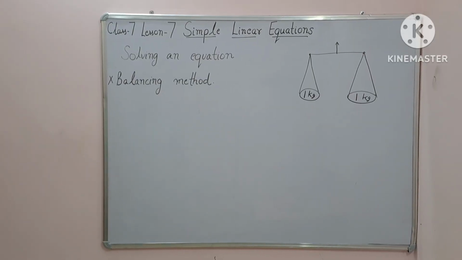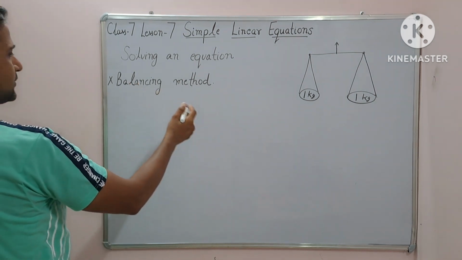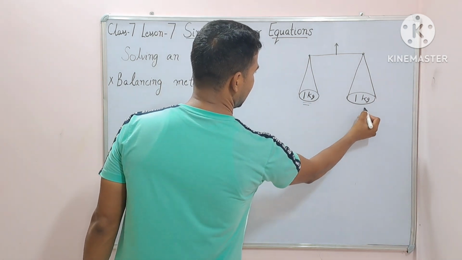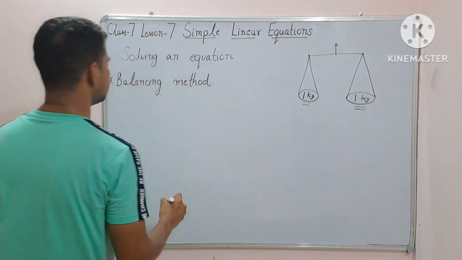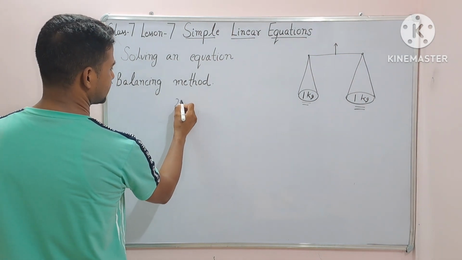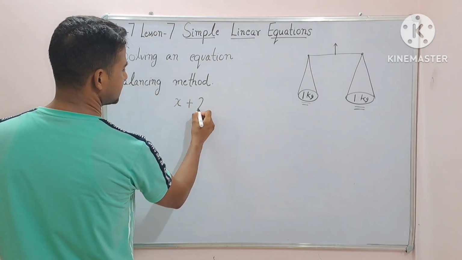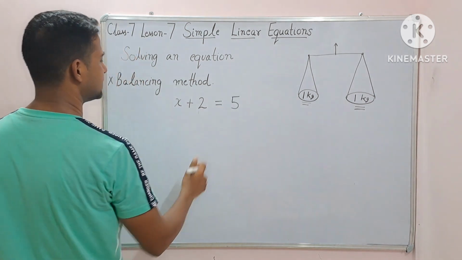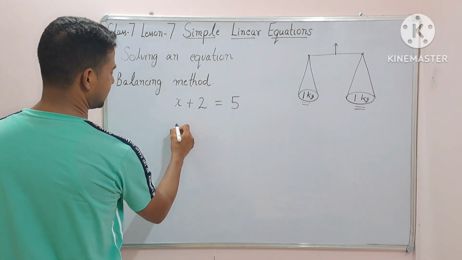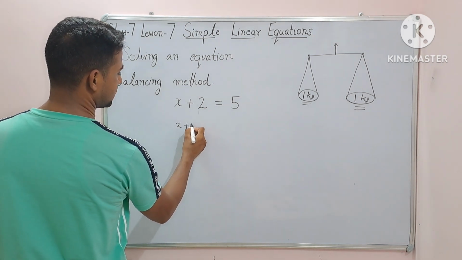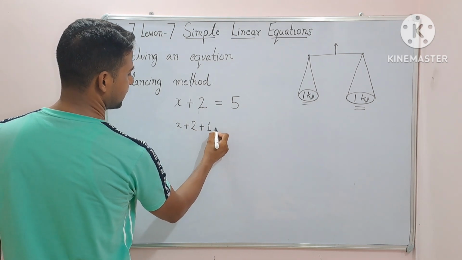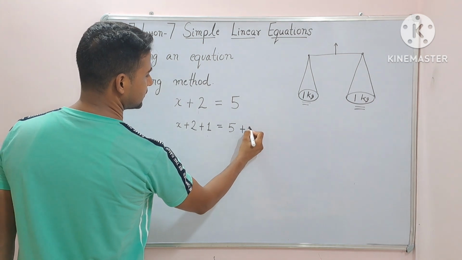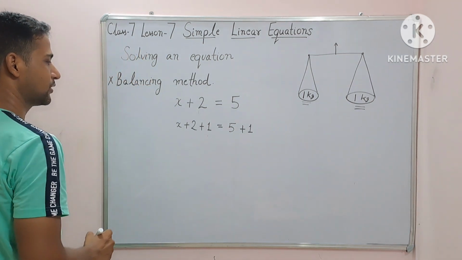Now we will learn solving an equation by the balancing method. This is a balance. This is perfectly balanced by 1 kg here and 1 kg here. इसी तरीके से हर इक्वेशन जो है परफेक्टली बैलेंस्ड होती है. x plus 2 is equal to 5. Left hand side is equal to right hand side. If we add anything here, x plus 2 plus 1 on left hand side, so we have to add 1 on right hand side. Okay.